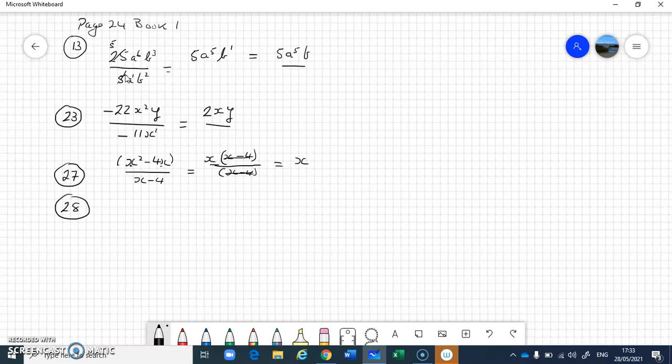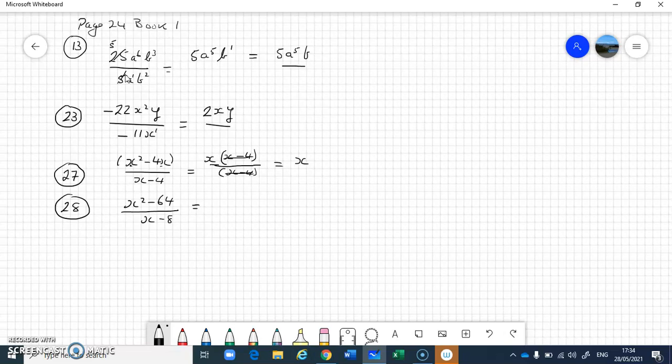So I have x squared minus 64, and on the bottom I've got x minus 8. Okay, so again we look at the top part of the fraction here, x squared minus 64. I don't know if you remember we did this. This is what's called the difference of two squares.